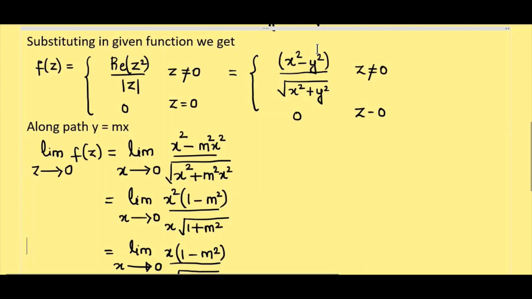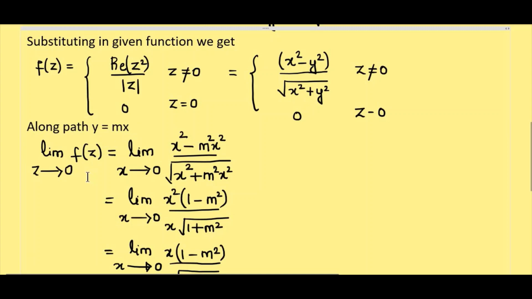After converting this in terms of x and y, now we are going to select a path that approaches towards the origin, and I have taken the path y equal to mx, where m is arbitrary. It can be any value, it can be 0, 1, 2, 3 or minus 1, minus 2, minus 3 or 1 by 2, minus 1 by 2, it can be any real number. So I have taken y equal to mx and this path approaches towards the origin.